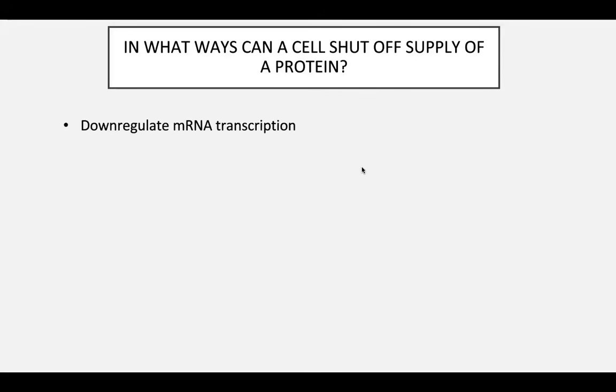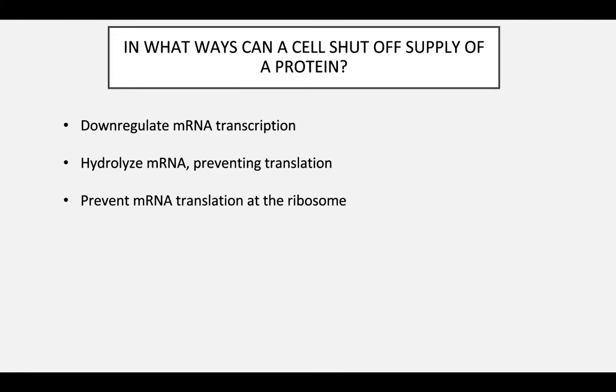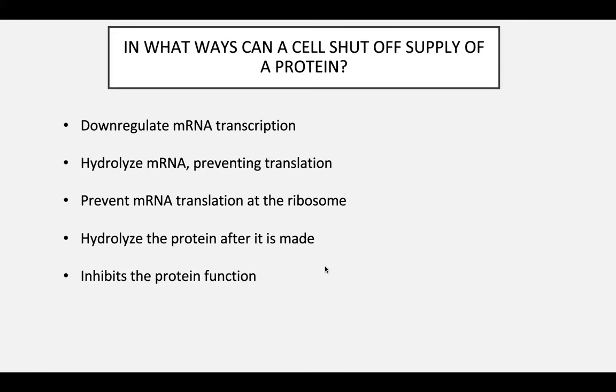For gene expression, there are several ways a cell can shut off the supply of a protein. First, downregulation of mRNA transcription. Downregulation is the process by which a cell decreases the quantity of a cellular component, so it decreases the amount of mRNA transcription that's occurring. Second, hydrolyzation of mRNA, which prevents translation. Third, preventing mRNA translation at the ribosome, so getting rid of any binding sites. Fourth, hydrolyzing the protein itself after it's made, and inhibiting the protein function.